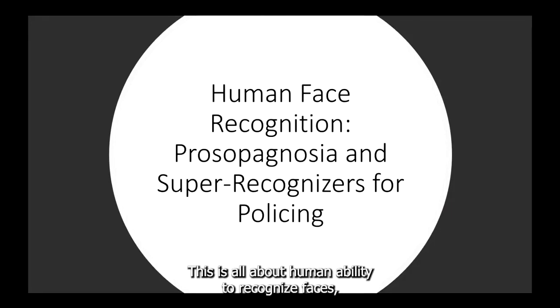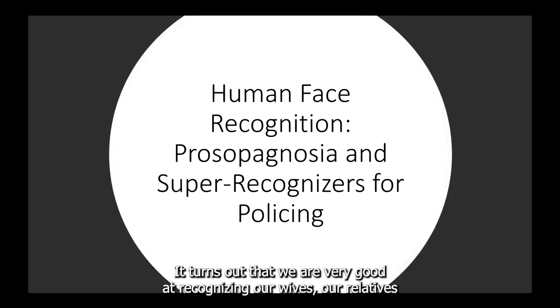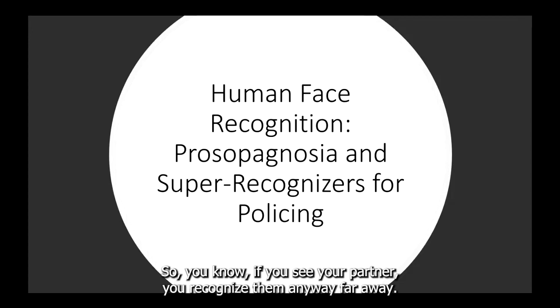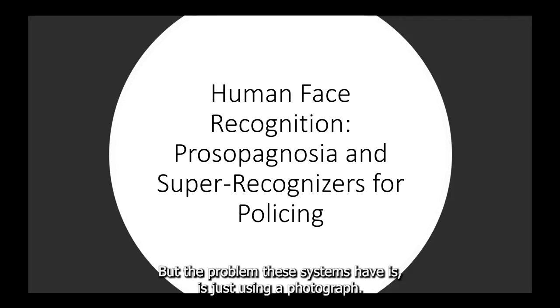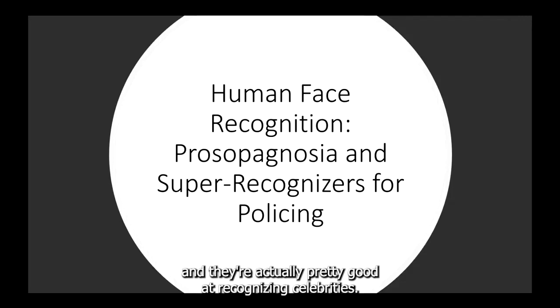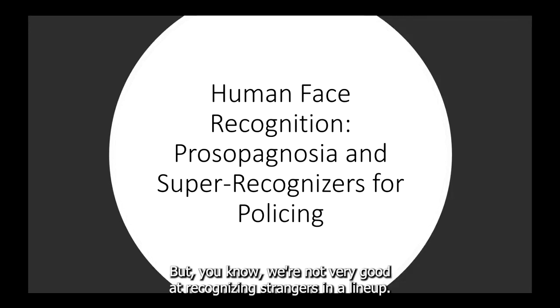This is all about the human ability to recognise faces, which is quite interesting. It turns out that we are very good at recognising our wives, our relatives, and so on. We're not much good at recognising strangers in comparison to these systems. If you see your partner, you'll recognise them anywhere, far away. But the problem these systems have is just using the photograph, and they've never seen any of these people before. So it's actually a very different task for humans. We tend to think we're great at recognising because we're so good at recognising our friends. And we're also pretty good at recognising celebrities, and that's why I show celebrities, because people can recognise them. But we're not very good at recognising strangers in a lineup.